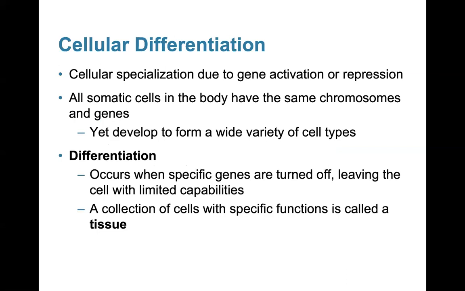Cellular specialization is due to gene activation or repression, meaning cells will differ based on what genes they have turned on or off. Differentiation occurs when specific genes are turned off, leaving the cell with limited capabilities. And a collection of cells with specific functions are called tissues, which will be our next topic of discussion.